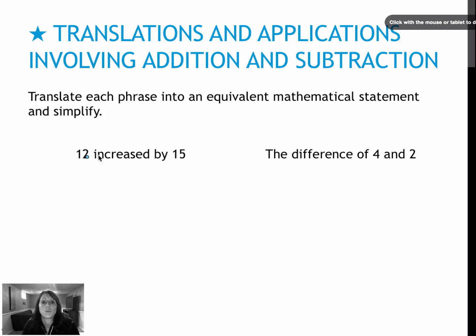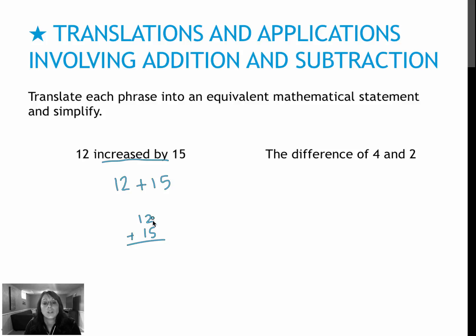For my first, I have 12 increased by 15. Increased by implies to find the sum, so 12 plus 15. To simplify, I would add 12 and 15 together. 2 plus 5 is 7. 1 plus 1 is 2. So 27 is my result.